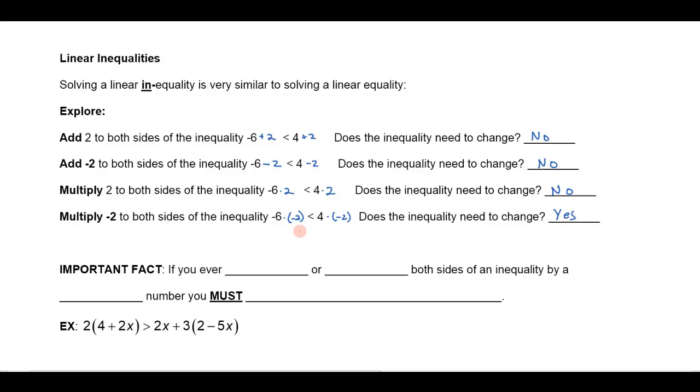And so that's a little reminder that if you ever multiply or divide, because division's really just another way of multiplying, if you ever multiply or divide both sides of an inequality by a negative number, then you absolutely positively must reverse the inequality. Okay, so let's look at an example here.